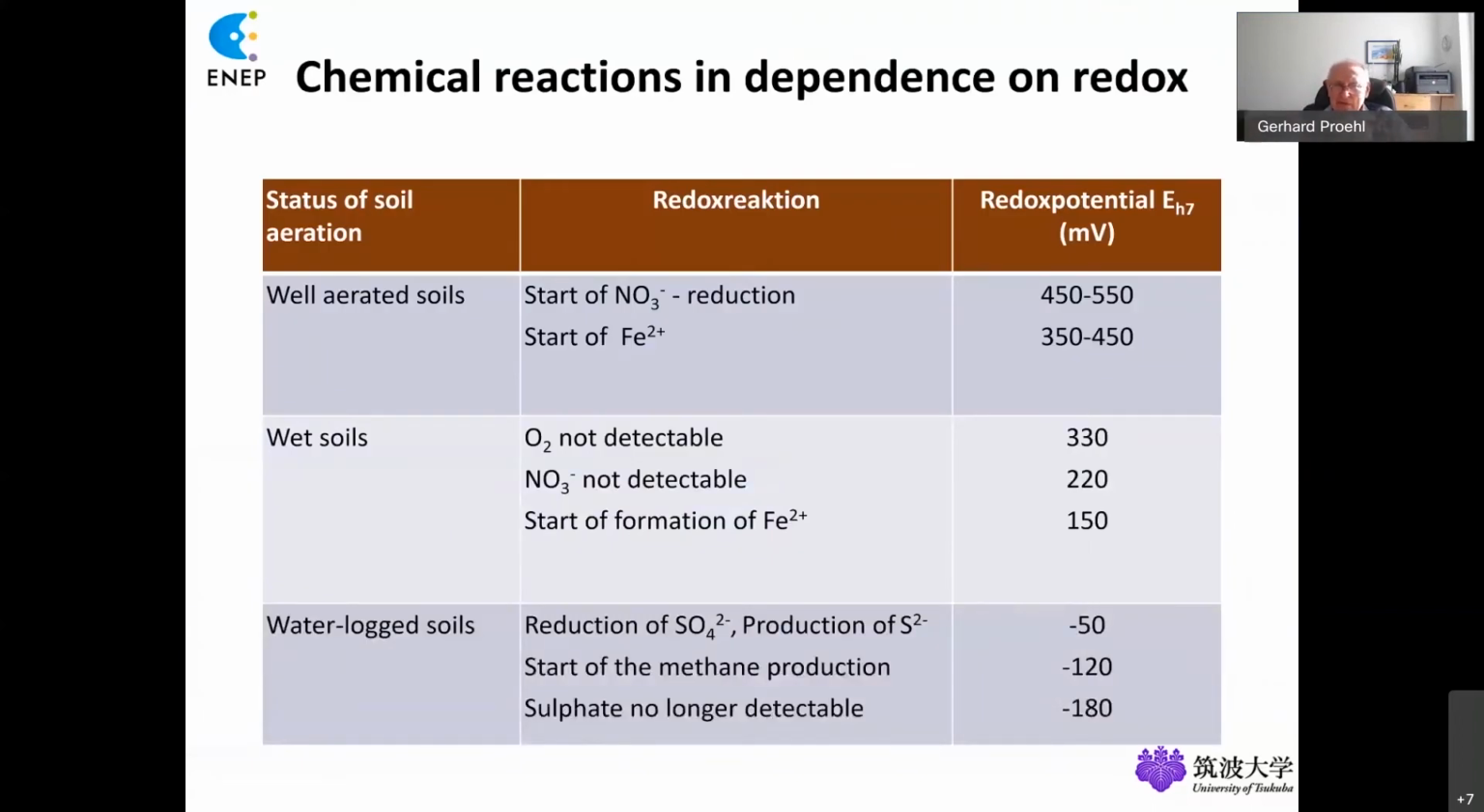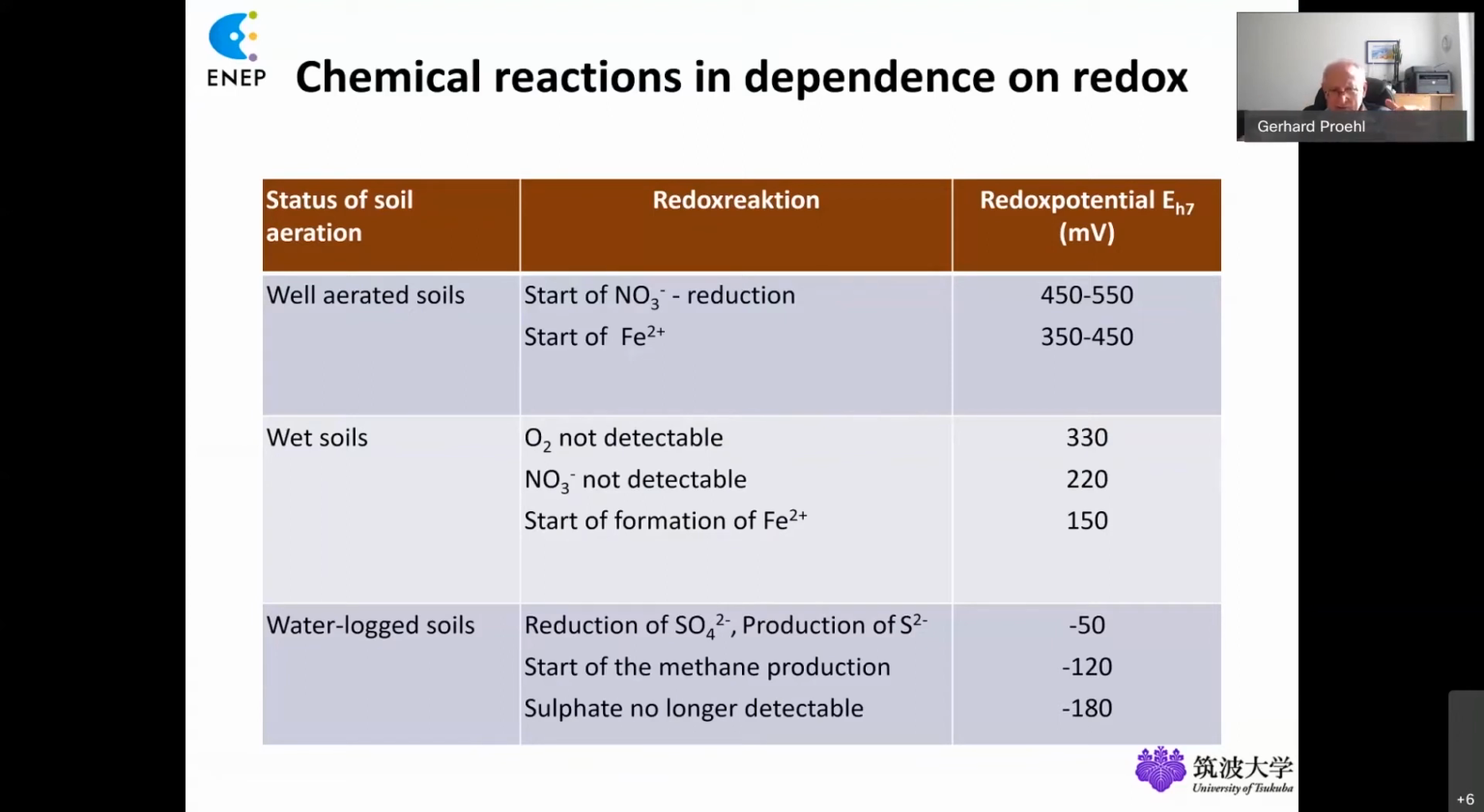If you look at the chemical reactions and their dependence on redox potential, in well aerated soils, already at a redox potential of about 500 millivolts, nitrate is produced, and we also have a reduction of Fe3+. In wet soils where oxygen is not detectable, we have a redox potential of about 330 millivolts. At 200 millivolts, nitrate is no longer detectable.